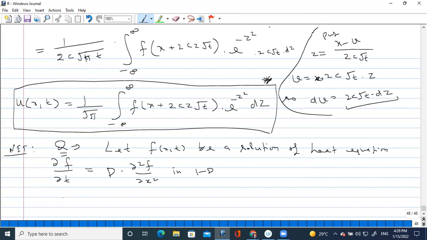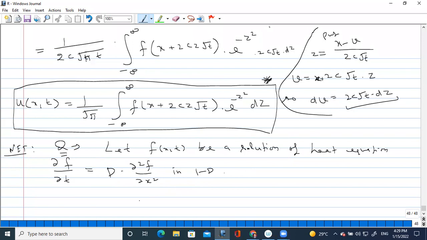This equation is, if I take u, it is u_t equal to, in place of D I have taken a, the diffusivity, u double x. So this is the same heat equation that we have taken; just the symbols they have changed. In place of a they have taken D, and in place of u I am taking f. So this is the same equation only in 1D.